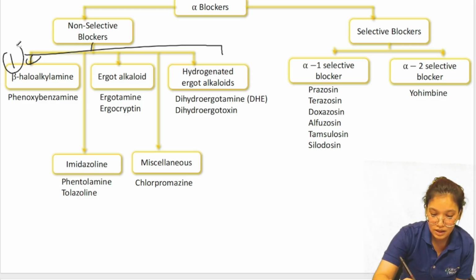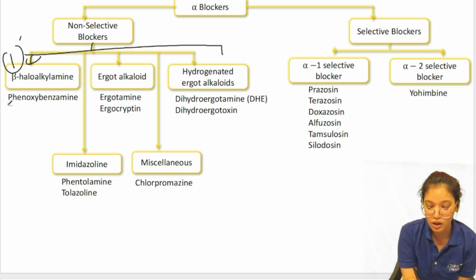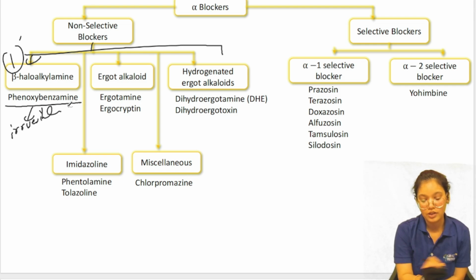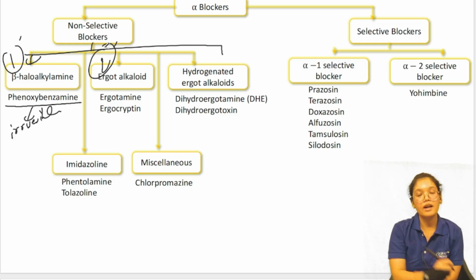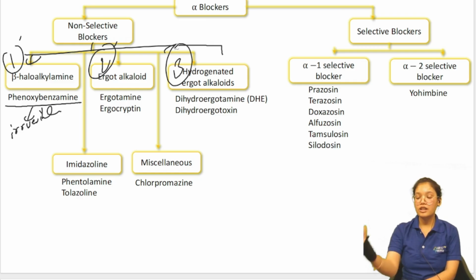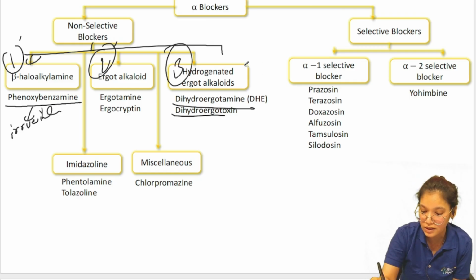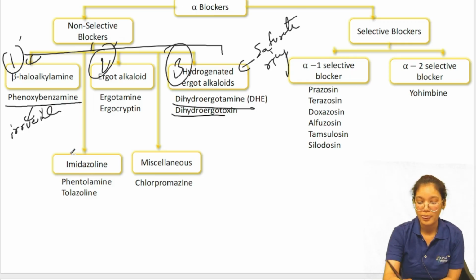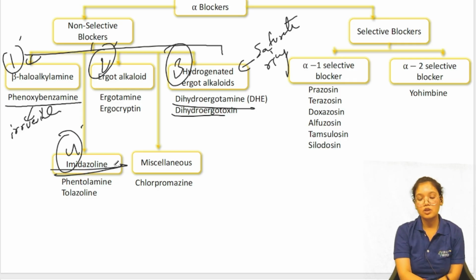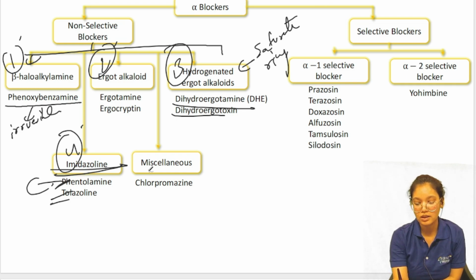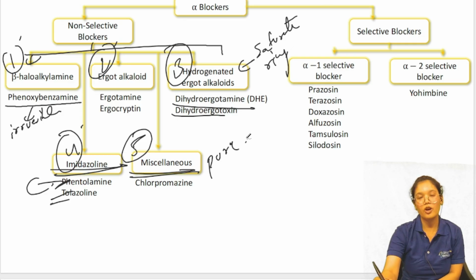Now further, the non-selective blockers are divided into other classes. First are the haloalkylamines, which have a drug called phenoxybenzamine. This is an irreversible, non-selective drug. Second are the ergot alkaloids like ergotamine and ergocriptine. Third are the hydrogenated ergot alkaloids, which have a saturated ring. Fourth are the imidazolines like phentolamine and tolazoline, which are reversible. Fifth are the miscellaneous drugs like chlorpromazine. These are not pure anti-adrenergic drugs.